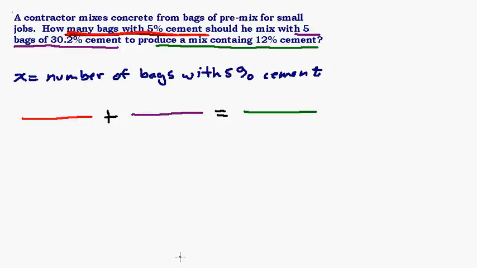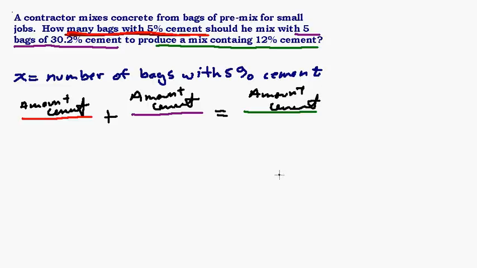Okay, so now we've got to get the percents into the deal here. Basically, this is going to boil down to the amount of cement that's in the red stuff. Let me write that down. The amount of cement that's in the red bags, these 5% bags, plus the amount of cement that's in the purple bags is going to equal the total amount of cement that we want, which is 12% of the total. I know I didn't write that very nicely, but you know what I'm talking about. Okay, so let's go through this.